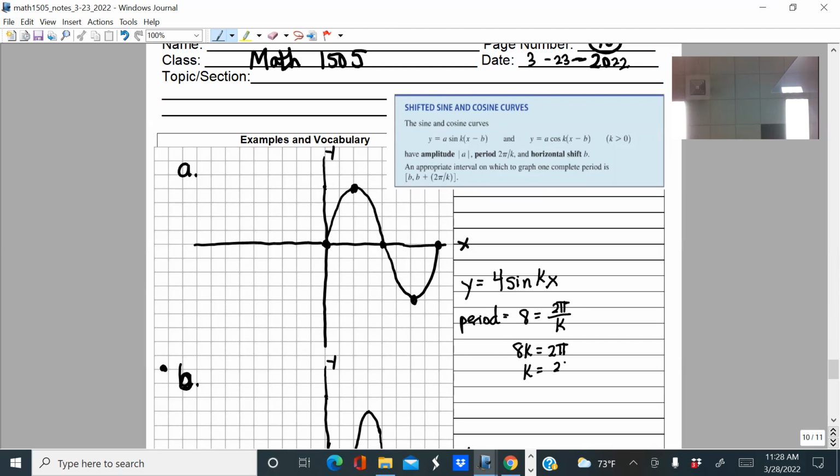So how much is k there? It's 2 pi over 8, which is what? Pi over 4? So there's our k value there. It's pi over 4. So see, now we can fill that in. We have 4 times the sine of pi over 4 times x. So that must be the formula for that sinusoidal.